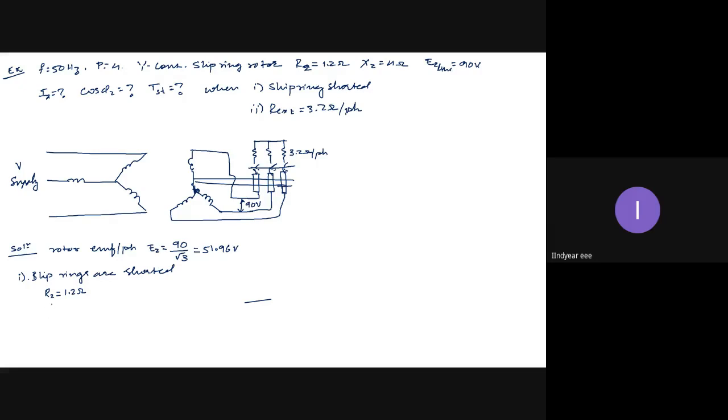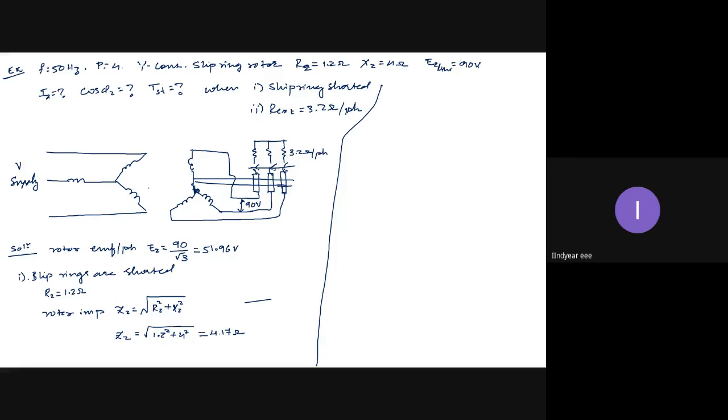Therefore, my rotor impedance Z2 is equal to under root R2 square plus X2 square, equals under root 1.2 square plus 4 square, which is 4.17 ohms.